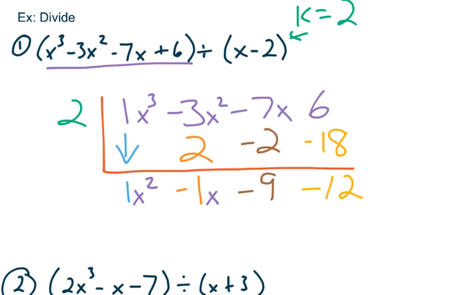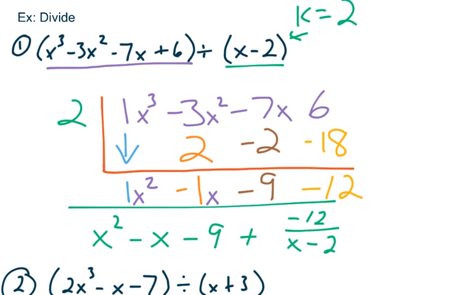So then my final answer is going to be 1x squared minus x minus 9 plus negative 12 over, what did I originally divide by? X minus 2. This is your answer. I'm not really sure who figured out how this works, but it does work every time, as long as you're dividing by something that looks like this.